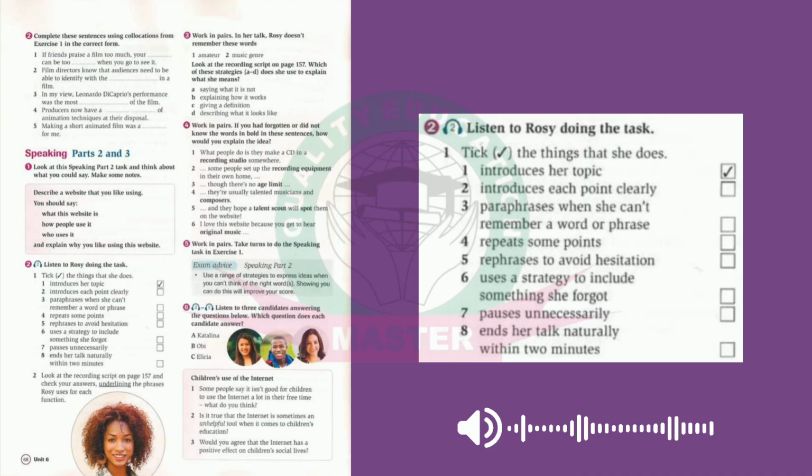And there are a few online forms that you have to fill in because you're basically selling something over the internet. It's mainly young people who put their music on the site, though there's no age limit, and they're usually talented musicians and composers. Some of them might have their own bands or play regularly somewhere, and they hope a talent scout will spot them on the website. As well as musicians, anyone can listen to the site and order the CDs online if they want to. I love this website because you get to hear original music, and whatever you choose, it's always really good.